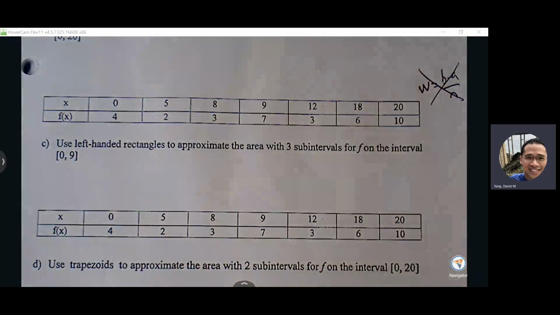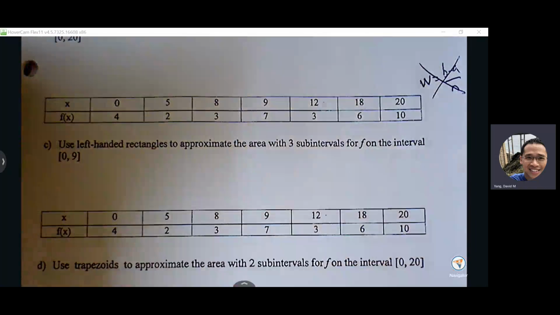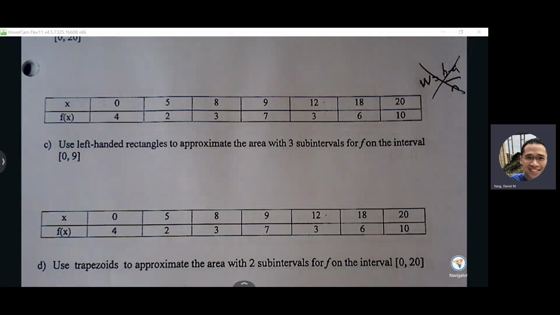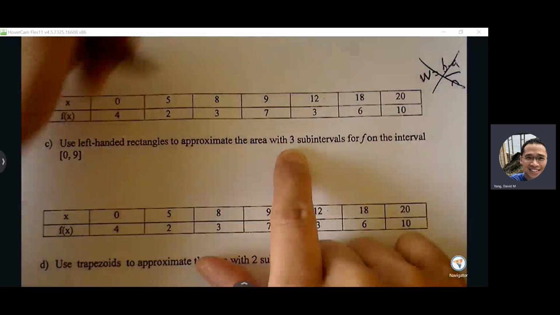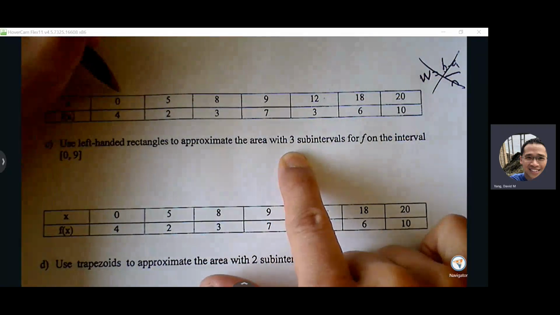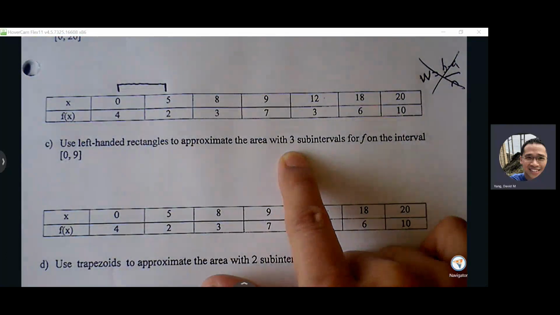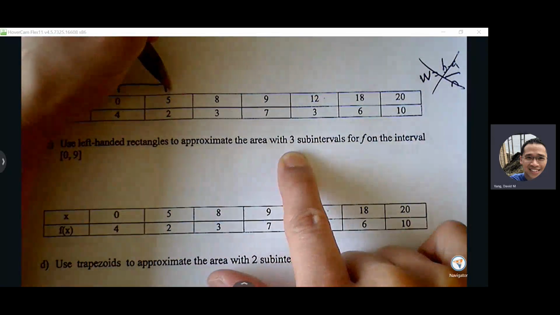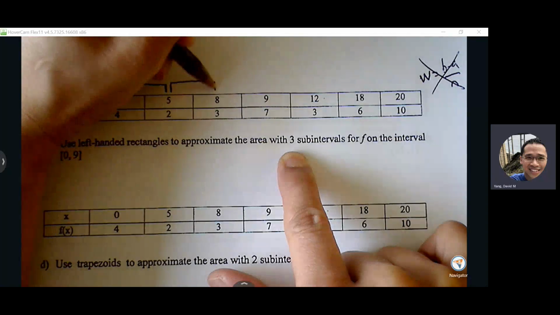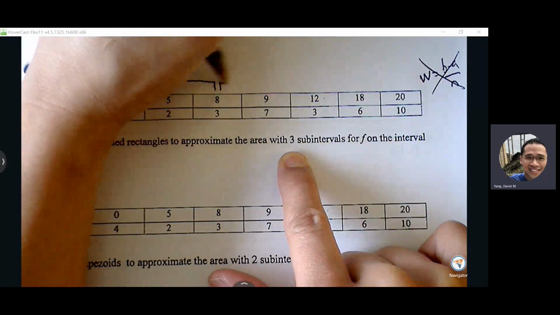Okay, but we want to be able to split these up into 3 subintervals, and each subinterval is going to span across the same number of ordered pairs. They may not be the same width, but they will span across the same ordered pairs. So that means each subinterval is going to see how many ordered pairs? 2. Okay, we're going to go from the middle of the first ordered pair to the middle of the next ordered pair. Okay, that's my first subinterval. My second subinterval is from 5 to 8. My third subinterval from 8 to 9.